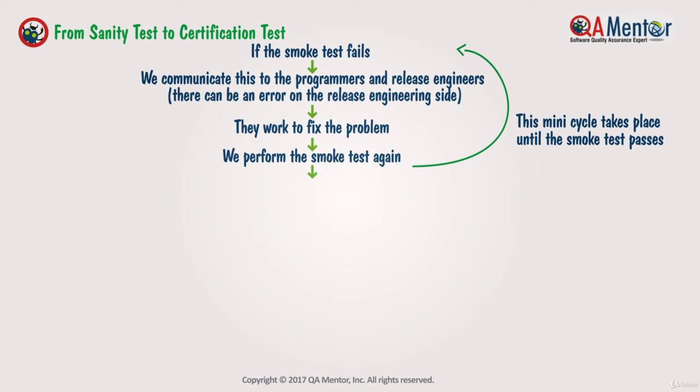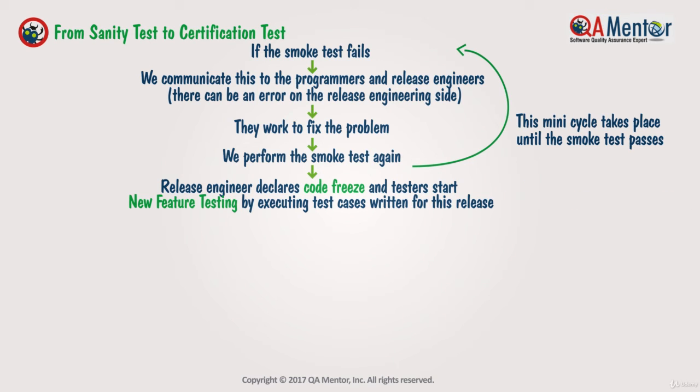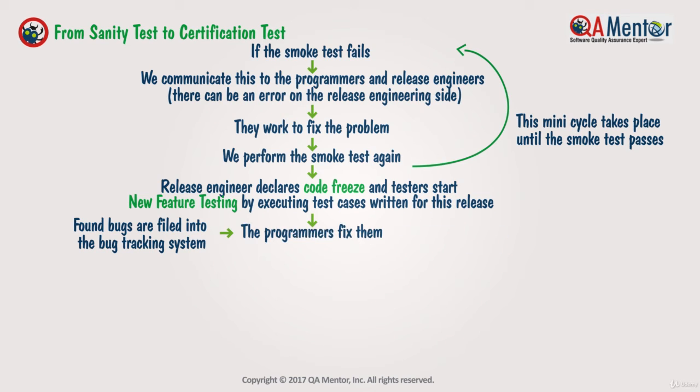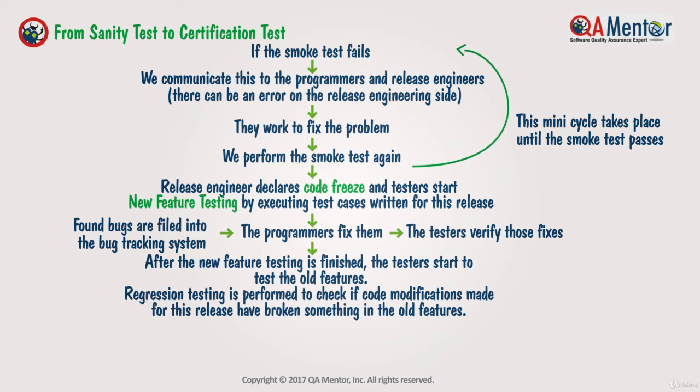Once the smoke test passes, release engineer declares code freeze, and testers start new feature testing by executing test cases written for this release. Found bugs are filed into the bug tracking system. The programmers fix them, and the testers verify those fixes. After the new feature testing is finished, the testers start to test the old features. As you remember, this type of testing is called regression testing. Regression testing is performed to check if code modifications made for this release have broken something in the old features.